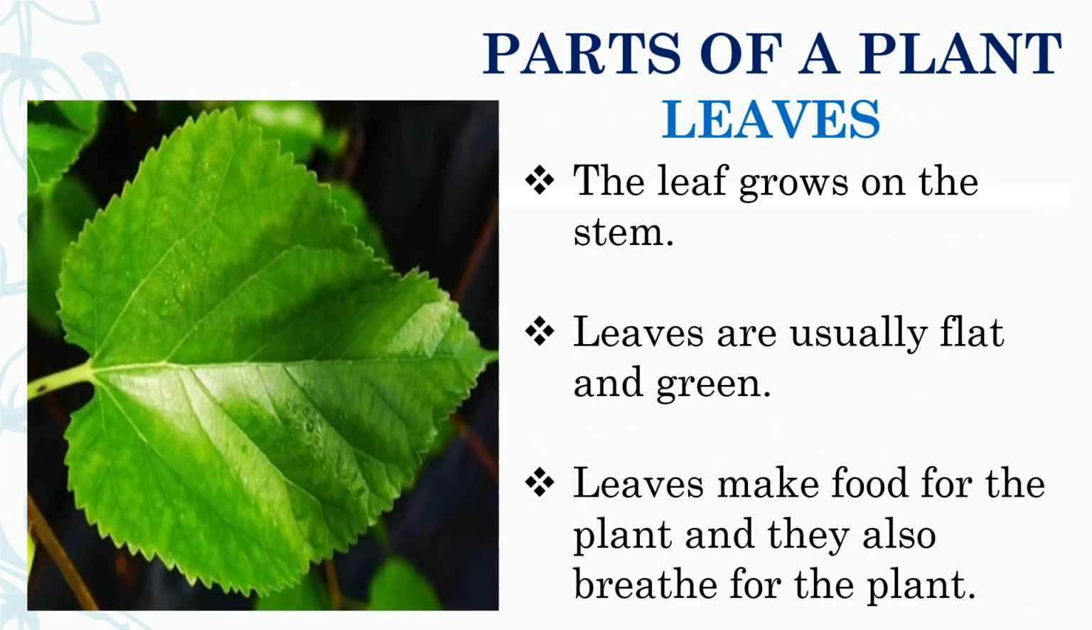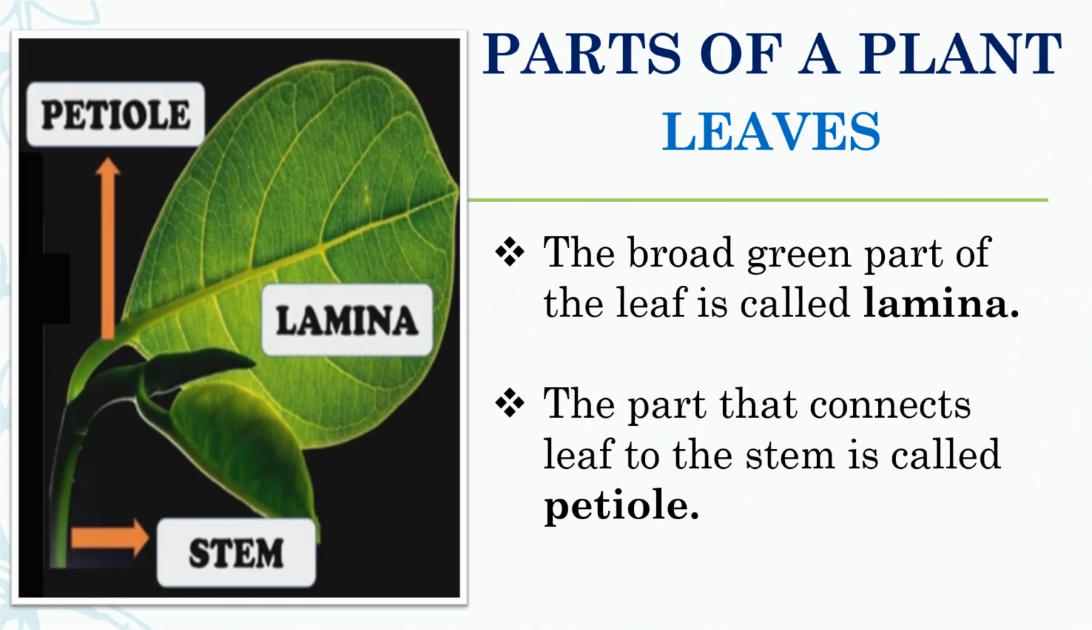Now, let's study about leaves. The leaf grows on the stem. Leaves are usually flat and green. Leaves make food for the plant and they also breathe for the plant. The broad green part of the leaf is called lamina. The part of a leaf by which it is attached to the stem, that is, the part that connects leaf to the stem, is called petiole.